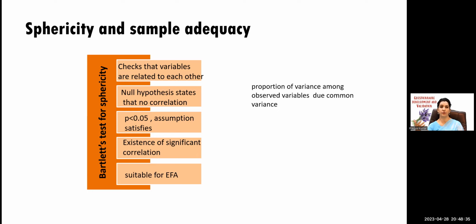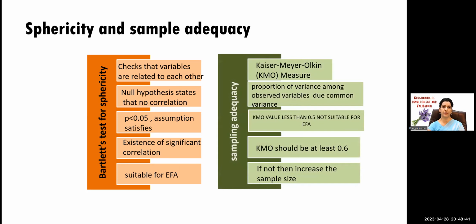So before you run the exploratory factor analysis, you should check this assumption. Coming to the second assumption, which is sample adequacy. How do you check for sample adequacy? One method we discussed: you take the number of samples as 10 times the number of items.